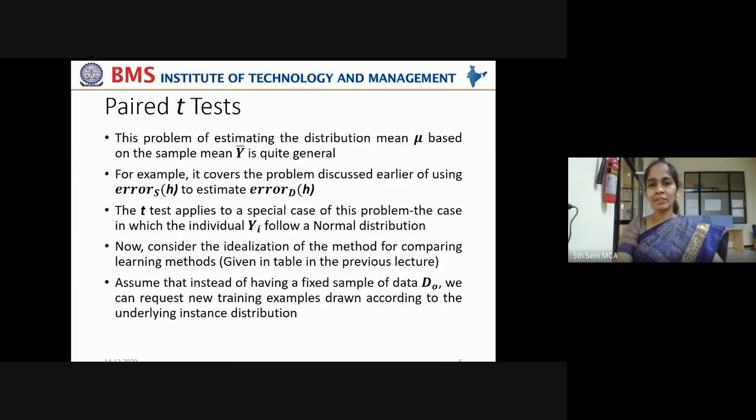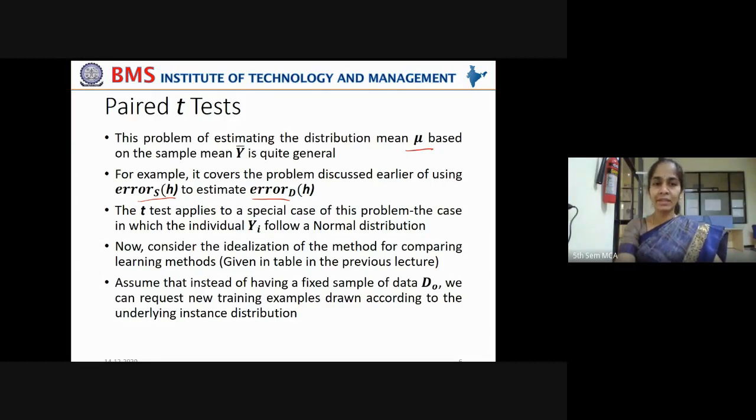Now, this problem of estimating the distribution mean mu based on the sample mean y bar is general. We know that already. For example, it covers the problem discussed earlier of using sample error to estimate true error. Do you remember in our previous sessions, when we have the sample error estimate, using that we are trying to find out the true error, into which confidence interval it may fall? Right? We have calculated that.